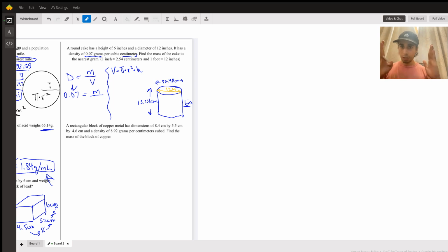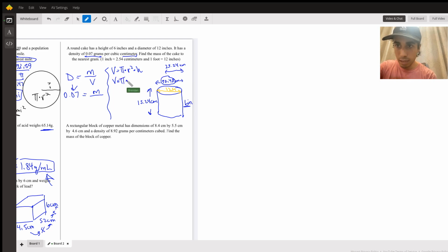Well, the radius we don't have, because we're given the diameter. That's all the way across. We want the radius. That's halfway. So we've got to cut this in half. So 30.48 divided by 2 will give you this distance, the radius. Divide that by 2, you're going to get 15.24 centimeters. All right, so we can put that into the formula now.